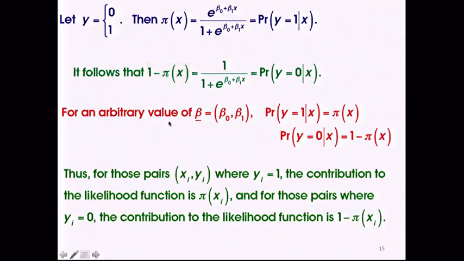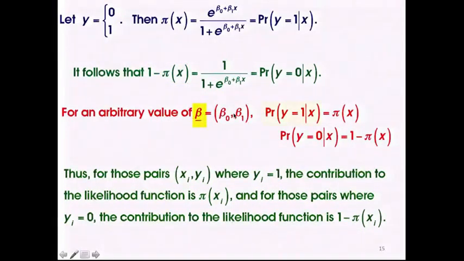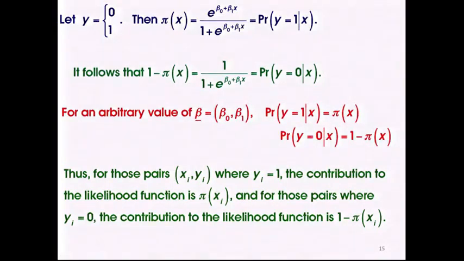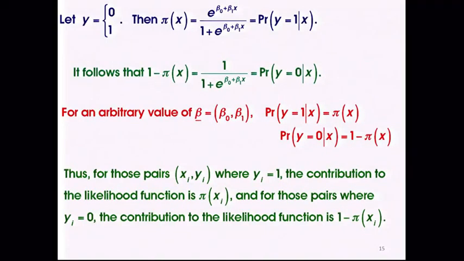given x. So for an arbitrary value of beta, that is either beta naught or beta 1, the probability that y equals 1 given x is pi of x. The probability that y is 0 given x is 1 minus pi of x. So for those people who have the outcome, that's for those people with y equal 1, the contribution to the likelihood function for them is pi of x. And for those people who don't have the outcome, that is people with y equals 0, their contribution to the likelihood is 1 minus pi of x.